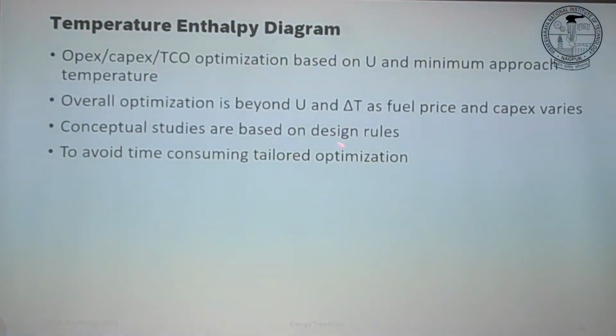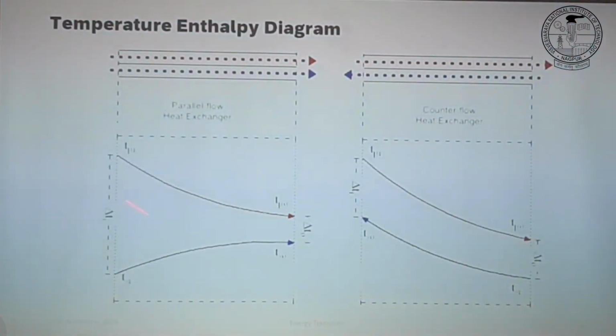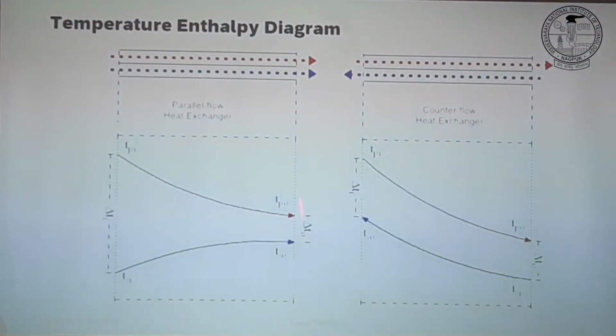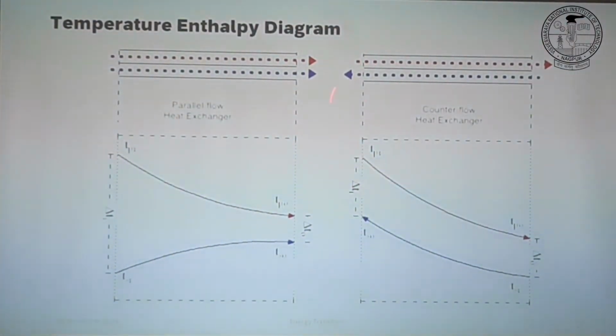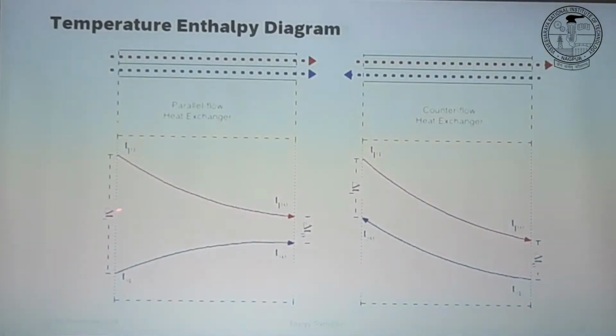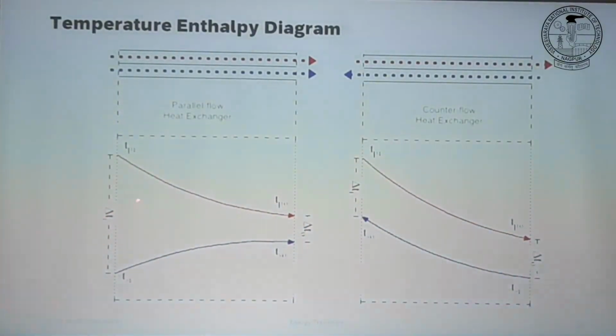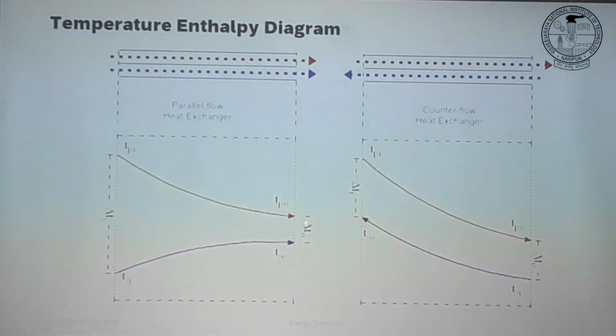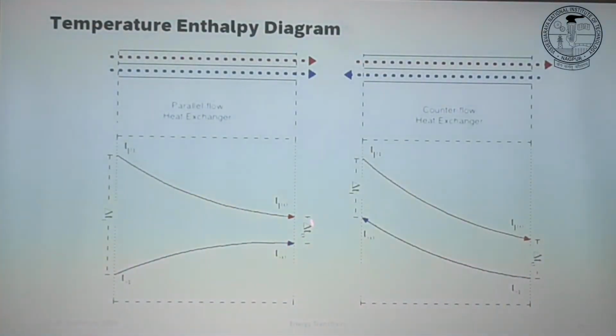Yeah, as I said, design rules to avoid time-consuming tailored optimization. I guess everybody is familiar with this thought. So we talked yesterday about LMTDs, counter current, hot side, cold side, parallel. So in parallel flow, the right hand side temperature, both temperatures will not cross each other. No, they are not crossing.